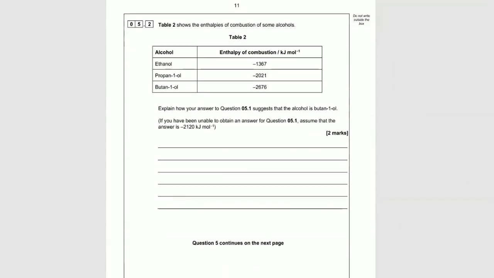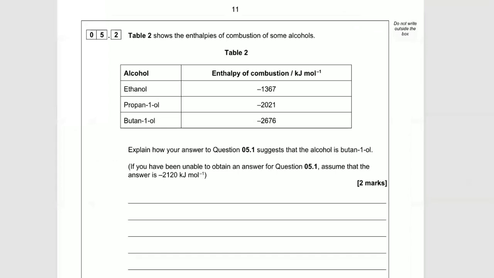Okay, let's go into 5.2. Table 2 shows the enthalpies of combustion of some alcohol. So we've got ethanol, propan-1-ol, and butan-1-ol. And we've got the enthalpy of combustion in kilojoule per mole to the -1. Explain how your answer to question 5.1 suggests that the alcohol is butan-1-ol. If you've been unable to obtain an answer for question 5.1, assume the answer is minus 2,120 kilojoule per mole.